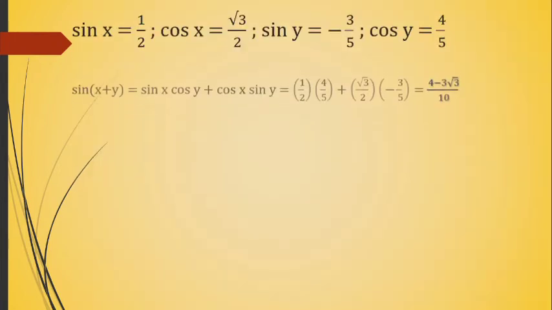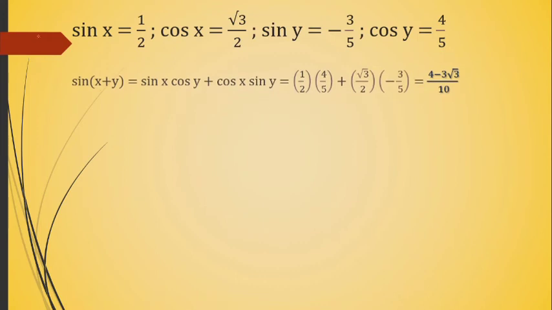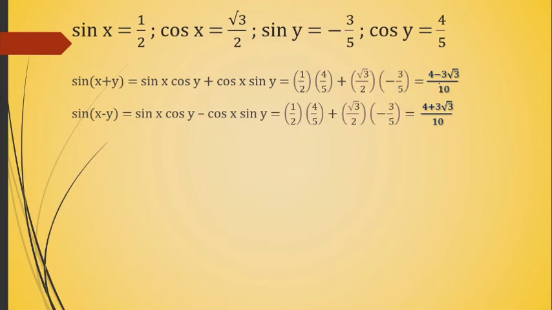Ito po ang ating sine. So, ang sine x and sine y, and cosine x and cosine y. Ito po ang unang lumabas. Sa subtraction of sine, ito po ang lumabas. Kaya po naging ganyan, yung mga ganyan. So, sine of x is 1/2. Cosine y is 4 over 5. Cosine x is square root of 3 over 2. And sine of y is negative 3 over 5.